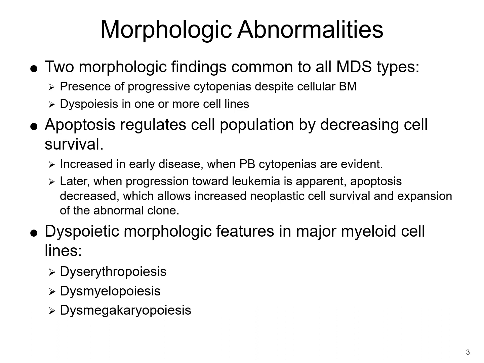Later in the myelodysplastic syndromes, when progression towards leukemia is apparent, apoptosis is actually decreased, which allows an increase in those neoplastic cells to actually survive and expand on by doing that abnormal clone. So as it further divides or replicates, then that abnormality is going to stay present.